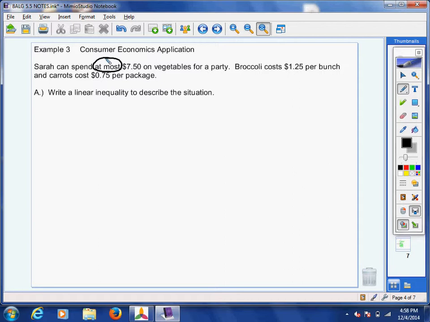We've talked about these before, okay? So at most is what she can spend. That means she's got $7.50 and no more than that. $7.50 is her cap. She cannot go over $7.50. So right away, I know that this should end up being less than or equal to $7.50. Now it can be equal to $7.50. If she's got $7.50 in her pocket, she can spend all $7.50 in her pocket. But she can't spend over that, so that's why it's got to be less than or equal to.